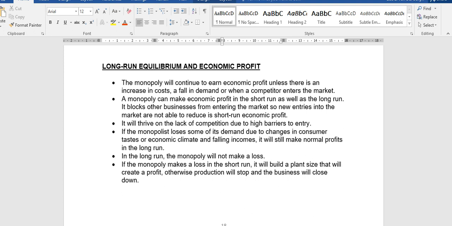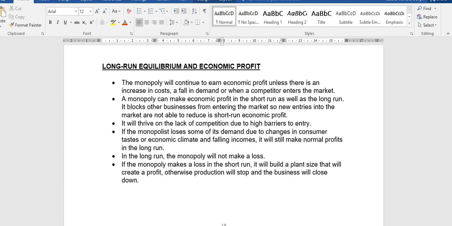Today we are looking at the long run equilibrium and economic profit for the monopoly. We said that in the short run, there are three possibilities. In the short run, like the perfect market, your monopoly is able to make an economic profit, an economic loss, and a normal profit. All right.